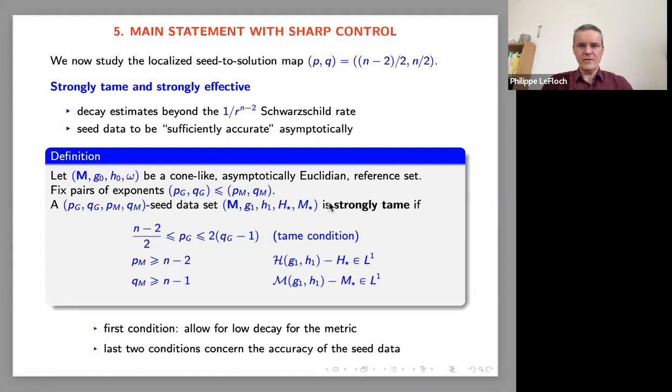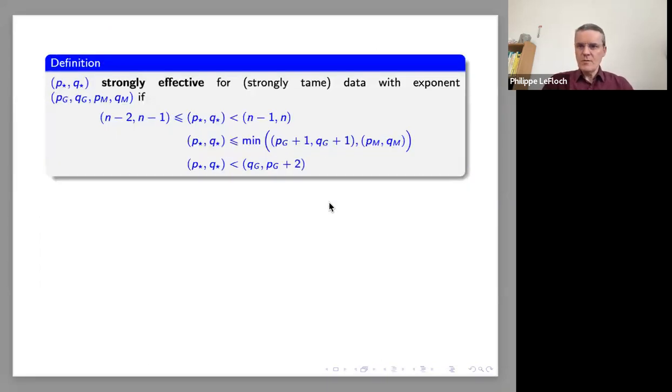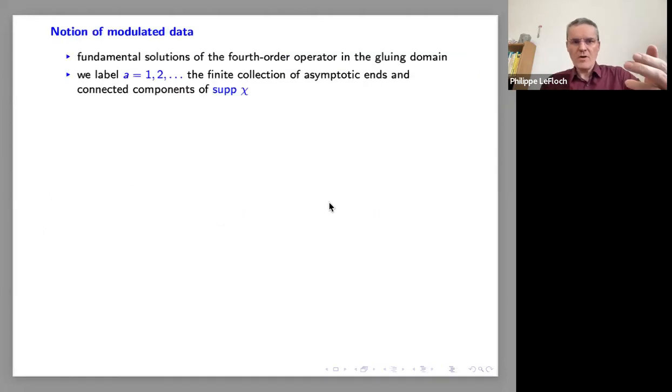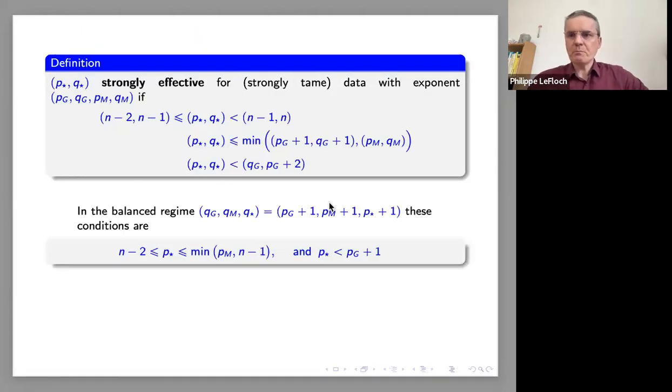This is what I just explained. Okay, so strongly effective will be conditioned on the exponents. I called them P, Q before, but now it's convenient to give them a different name and put a star. So P star, Q star are more or less the same exponents I was talking about before. I'm going to say that my exponents are strongly effective, which means the exponents where I want to measure my solutions will now be stronger.